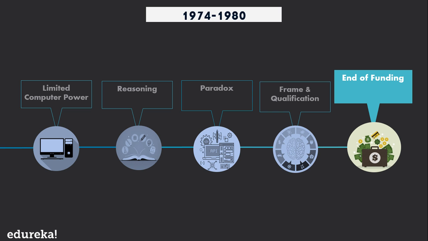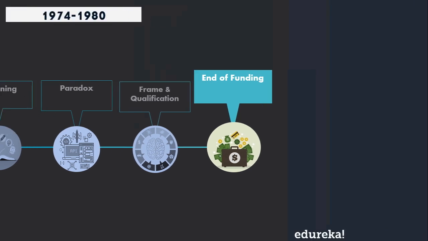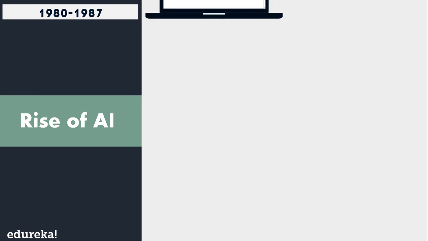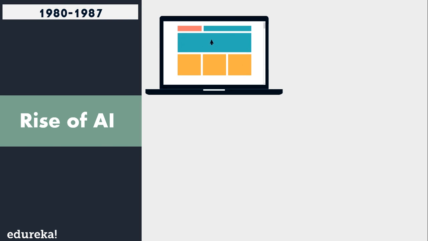Now, the agencies which funded AI research became frustrated with the lack of progress and eventually cut off almost all funding for undirected research into AI. Now, after facing all these problems, in the 1980s, a form of AI program called expert systems was adopted by corporations around the world, and knowledge became the focus of mainstream AI research. In those same years, the Japanese government aggressively funded AI with its fifth generation computer project.